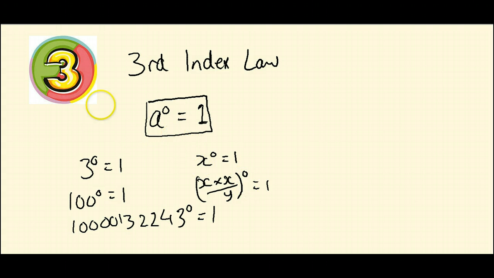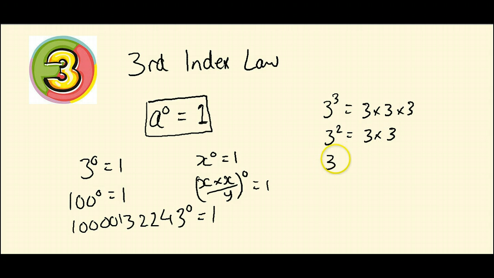Okay, so how do I demonstrate why this is the case? I think the best way is to do it something like this. If we say we've got 3 to the power of 3, then we know that means 3 times 3 times 3. If we've got 3 to the power of 2, we know that's 3 times 3. If we've got 3 to the power of 1, that's just 3. So I'm going down in my progression of indices: 3, 2, 1, 0 is the next one.